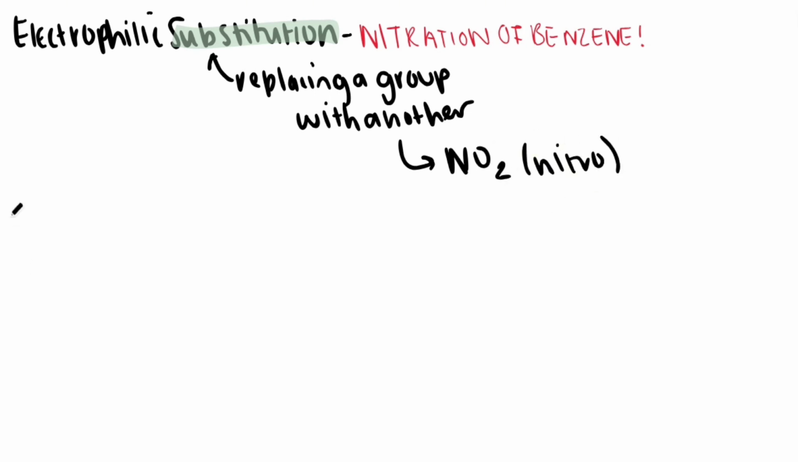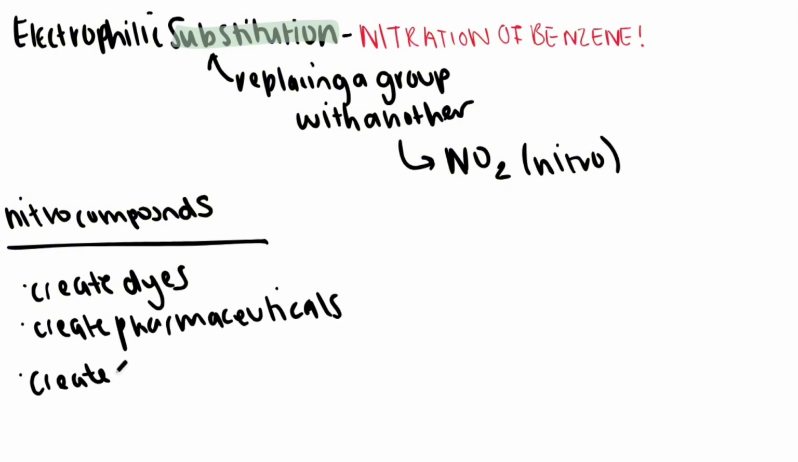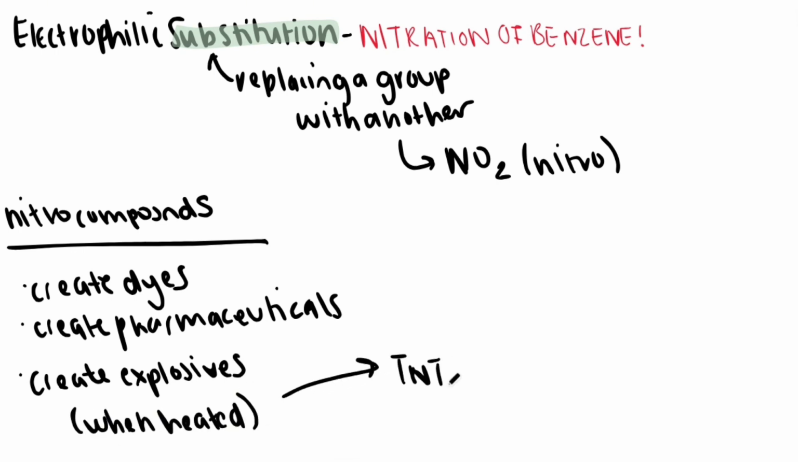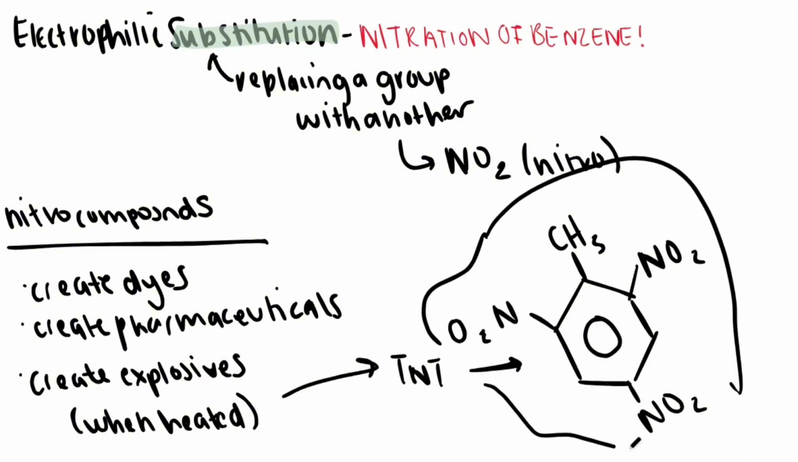Now this creates a nitro compound, and the uses of nitro compounds can be to create dyes, pharmaceuticals, and also explosives, which are explosive when heated. TNT is an example of an explosive nitro compound. It contains a methyl group and 3 nitro groups, and when heated, TNT explodes.